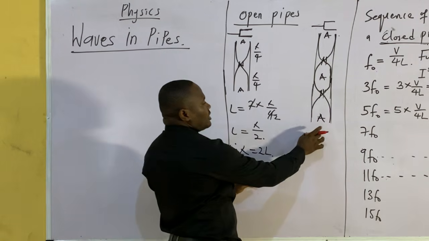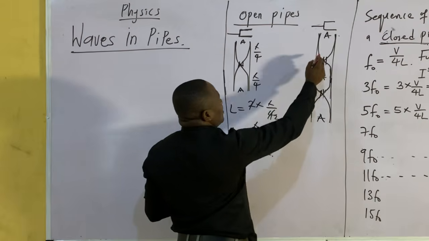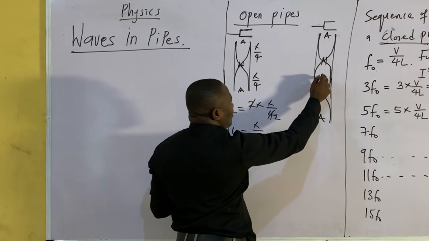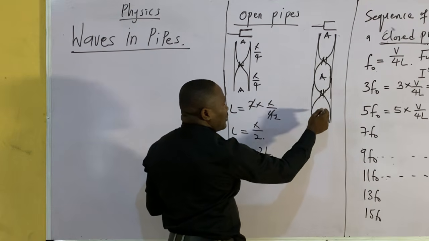Now, if you come over here to check it out, you see we have here to here is lambda over 4, another lambda over 4, another lambda over 4, another lambda over 4.